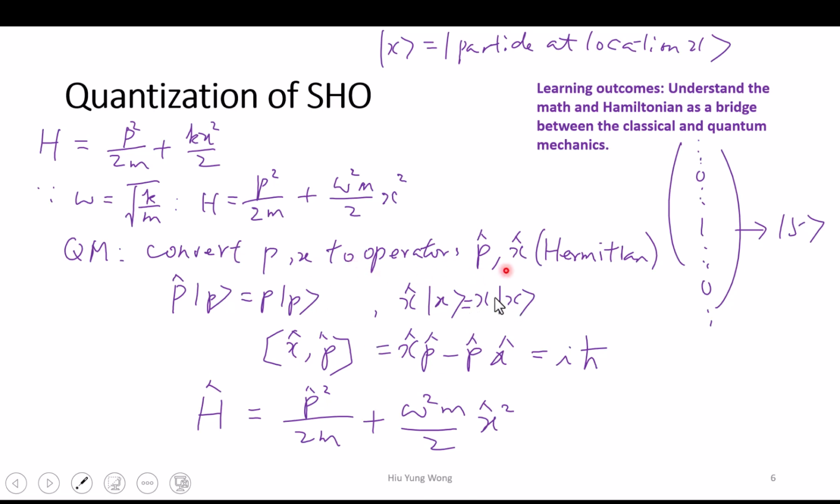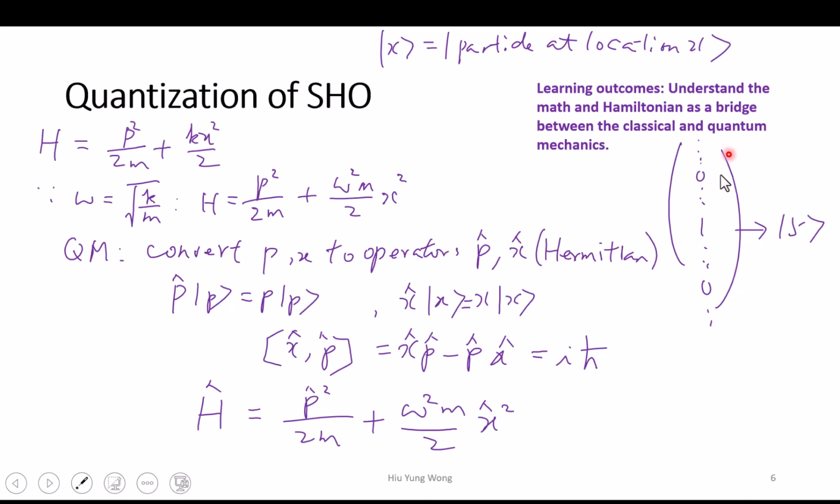So what do we mean when we promote p and x to operators? It becomes a matrix. If I apply the momentum operator to an eigenstate of momentum, I get the momentum. If I apply x, the location operator, to the state x, which is the eigenstate of x hat, I will get a position.